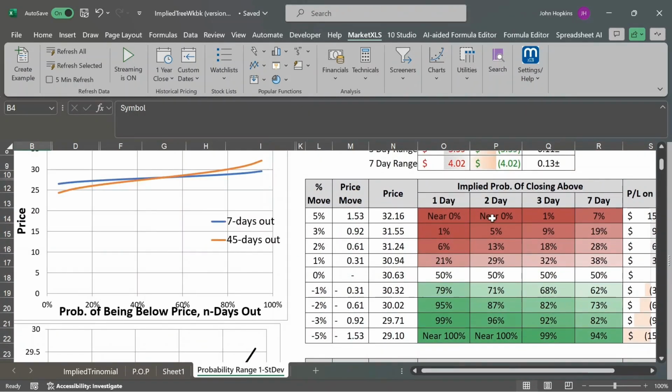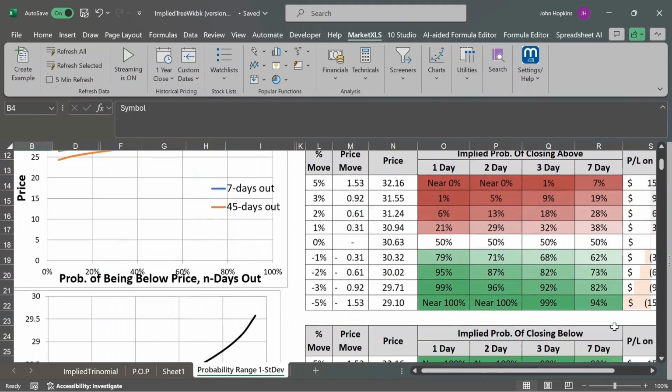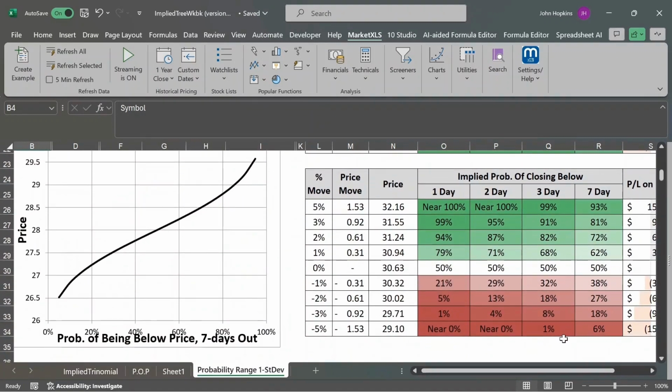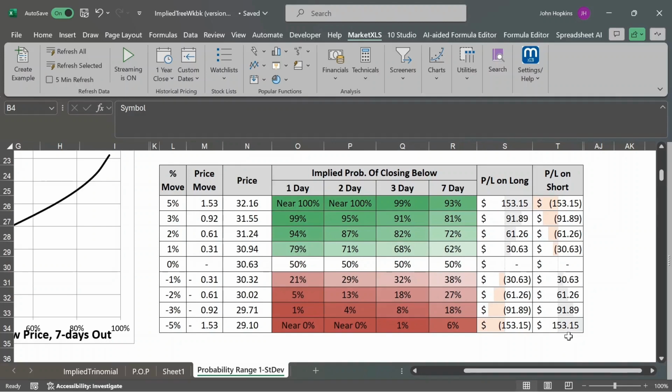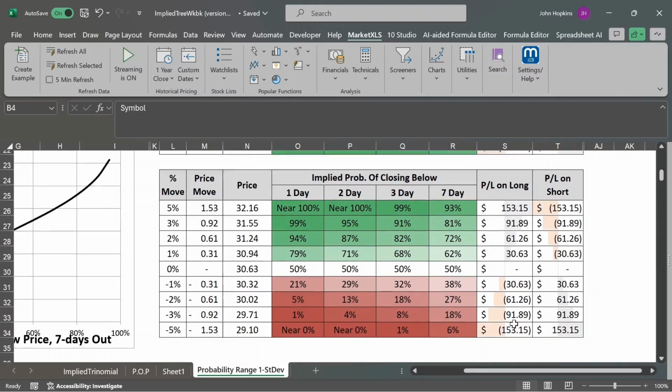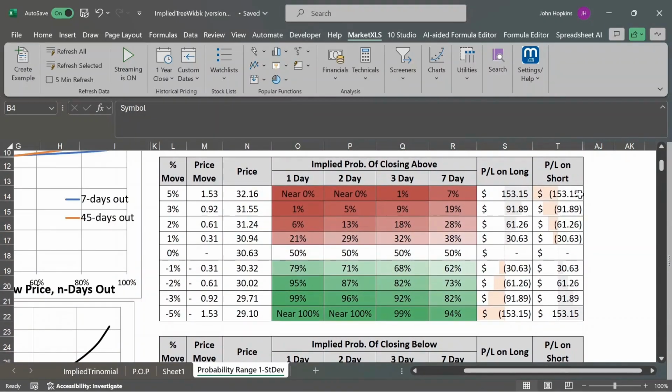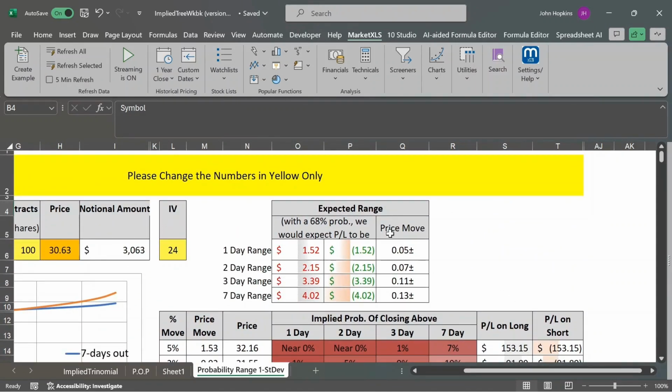And there are tables of implied probability of closing above. There's all the probabilities as you go up and down. Implied probability of closing below. P&L on short, P&L on long. And the expected range with one standard deviation: 7 day, 3 day, 2 day, 1 day.